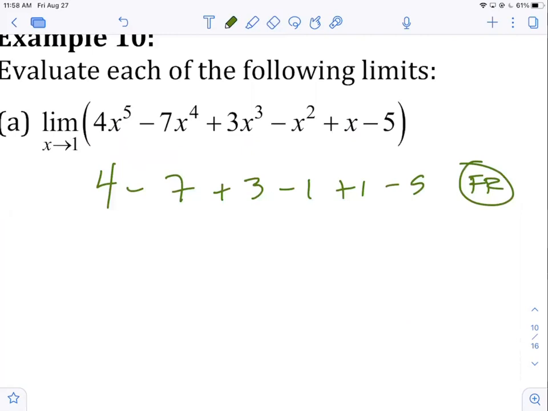So we need to simplify it carefully, right? We get a negative 3 plus 3, that's 0. Negative 1 plus 1 is 0. We get negative 5. Oh, a lot of cancellation going on there.